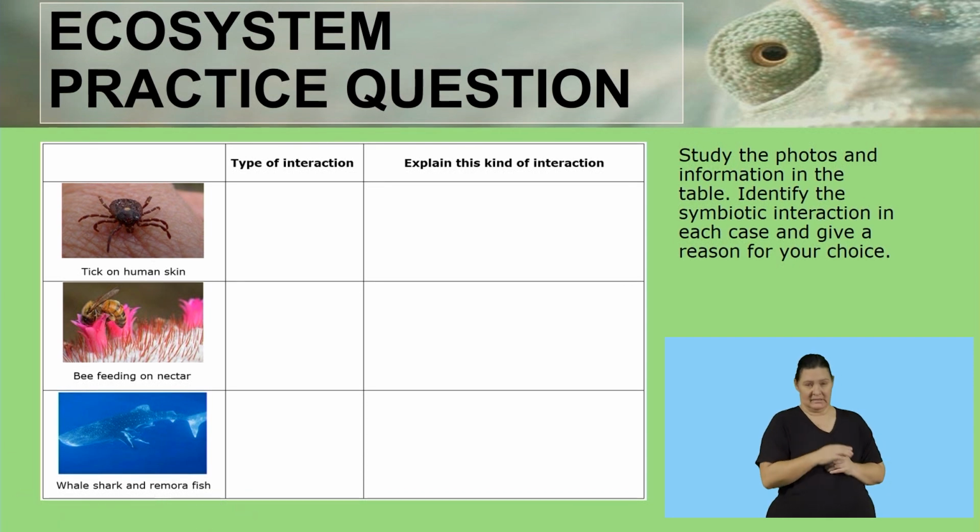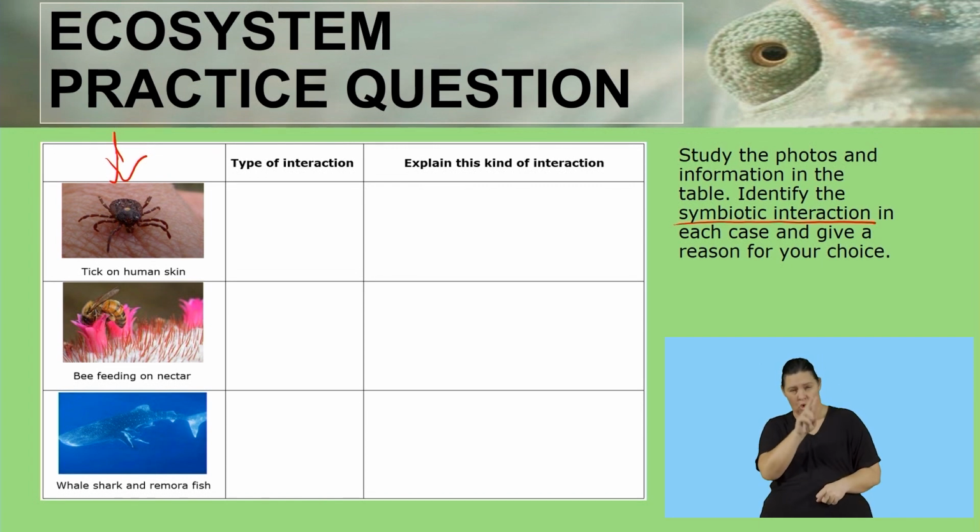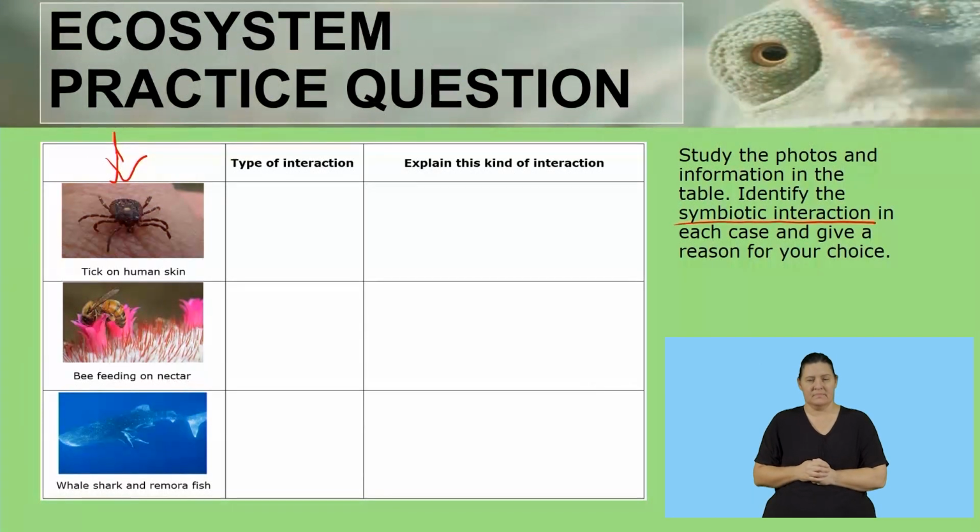With this one, you have to study the photos and information in the table, and then you have to identify the symbiotic interaction in each case and give a reason for your choice. So what we have to do here is look at the picture, and from analyzing the picture, identify which interaction this is, and then give an explanation of the kind of interaction that you identified.